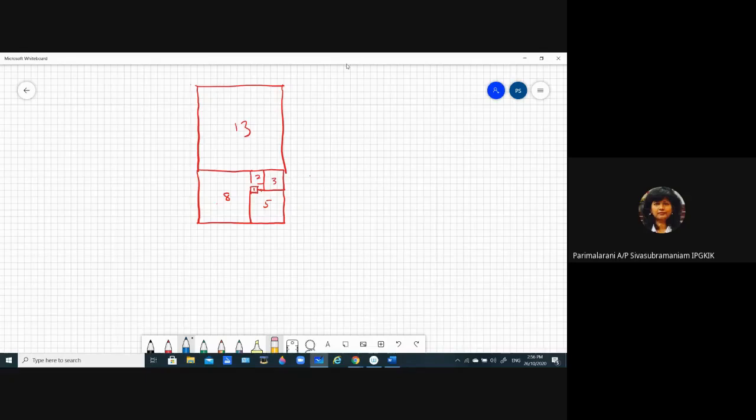And now we can draw our spiral like this. I think it's like this. This is a spiral. Can you understand that? Can you do this? Yes. So this is how you represent the Fibonacci sequence using squares and using the golden spiral.